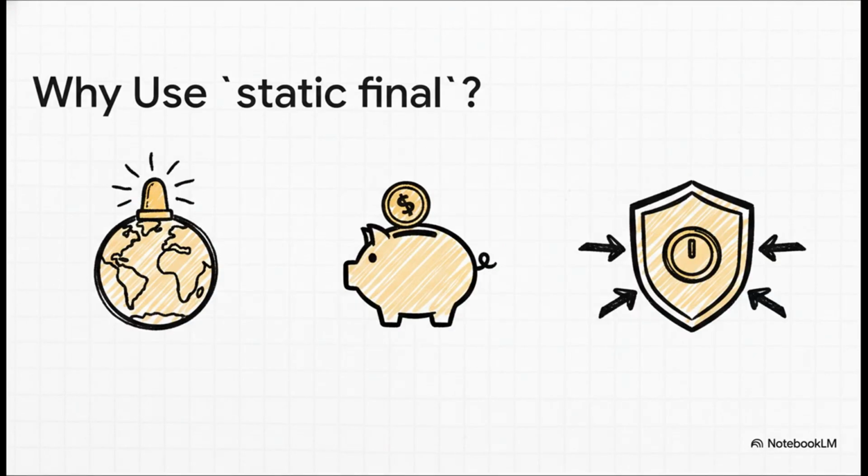So why is this static-final combo so important? Well, for one, it defines a clear global constant for your app. It's also super memory efficient, right? Because there's only one copy. And maybe most importantly, it's safe for multi-threading. Since the value can never change, you don't have to worry about different threads causing data conflicts. It's a huge win for writing reliable code.